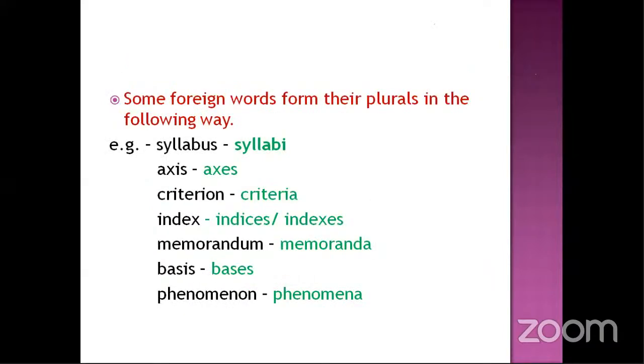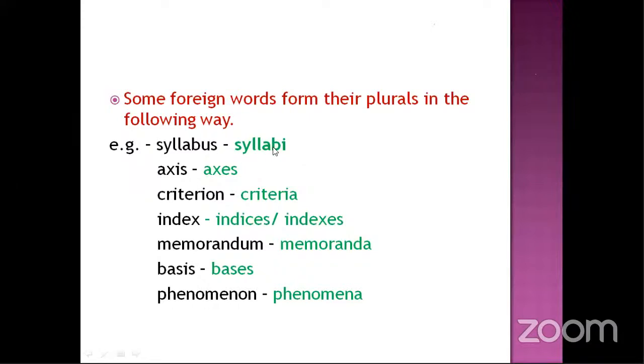Next one. Now look at these words. Some foreign words form their plurals in the following way. You know the English language is not a pure language. Some words we use in English are taken from other languages like Latin and Greek. Now look at the example. Syllabus. The plural is syllabi. Totally different.